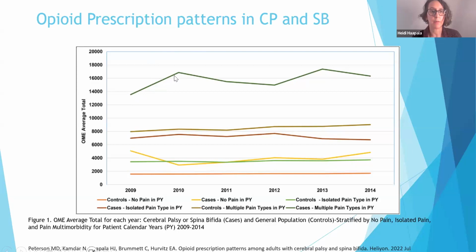And this line, if we look at the actual numbers, is nearly twice that of all of the others. So if you don't have CP and you have multiple pain types, you're around the 8,000 average over the course of a year. And over here, it's anywhere from 13 to 16,000 equivalents. So they just count up the morphine equivalents and get this number. But the important part is to realize that people with cerebral palsy or spina bifida are getting prescribed opioids at a rate nearly twice that of somebody who does not have that diagnosis and still has multiple areas of pain.